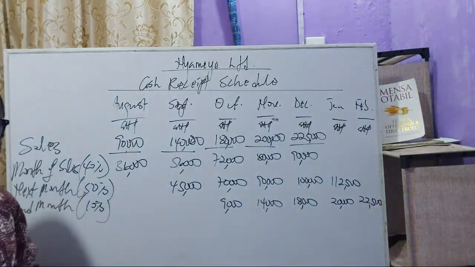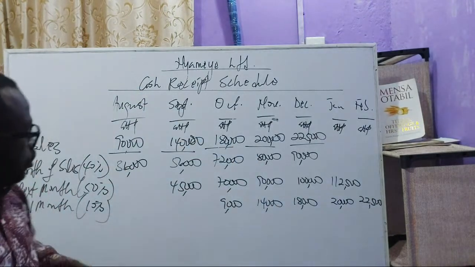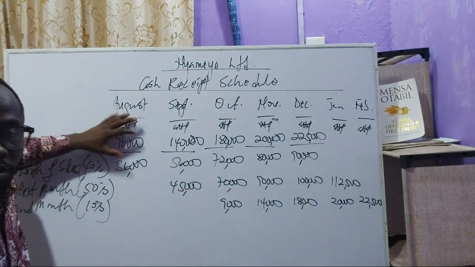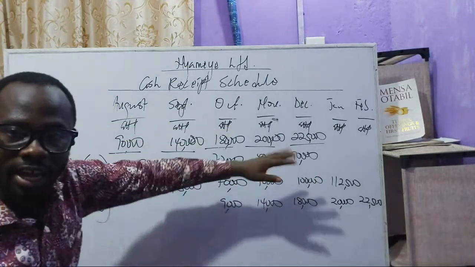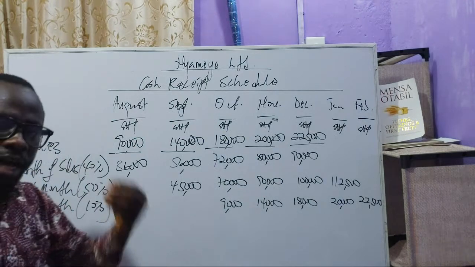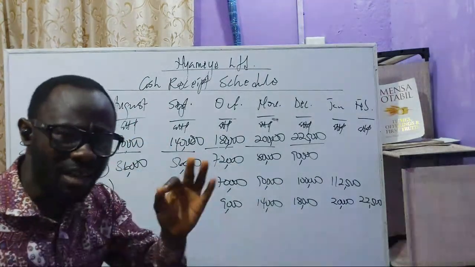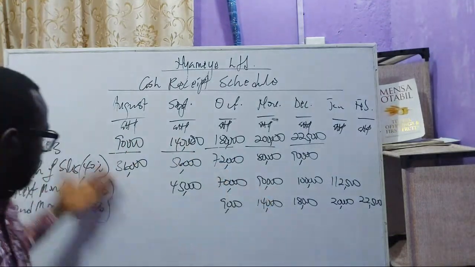I believe you get a schedule. So this is how we prepare the cash receipt schedule. When you pick each month's sales, you work at it using the collection schedule that has been given. Remember, this is one of the critical aspects when you're preparing the cash budget, and the examiner's statement that is made is what you have to follow.